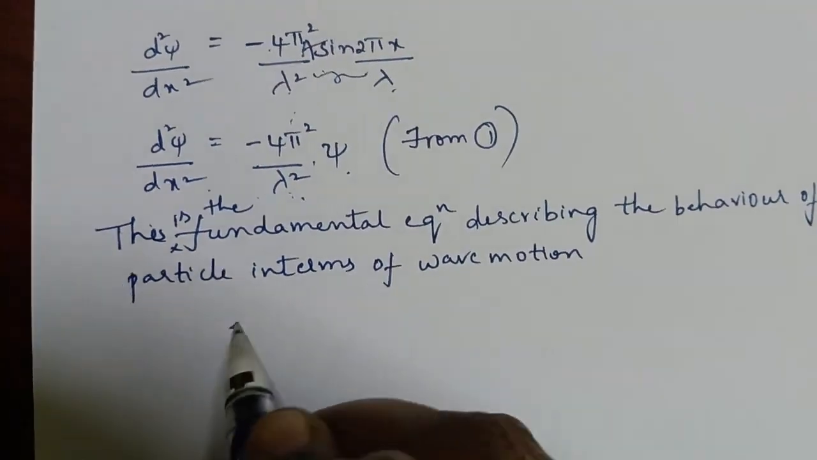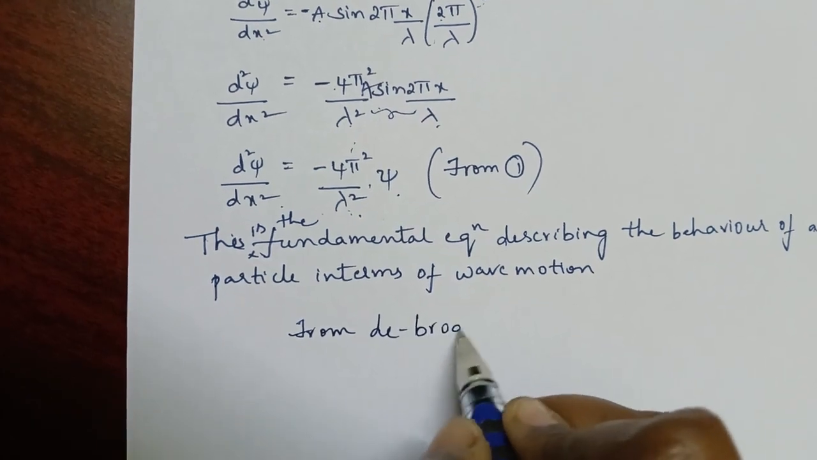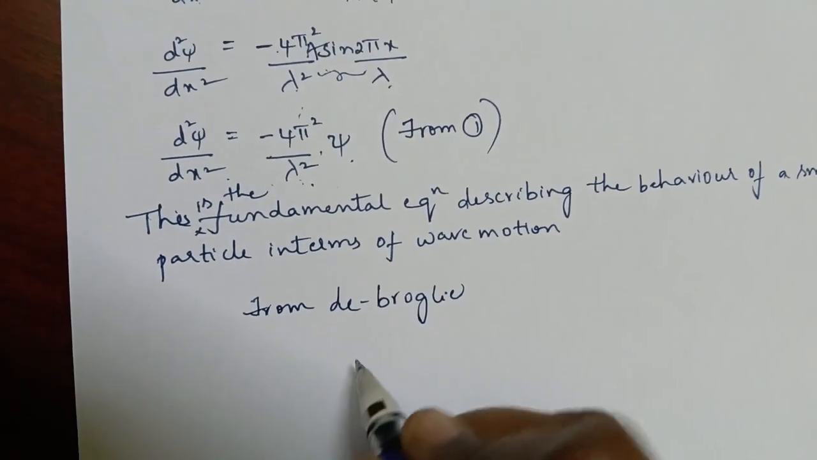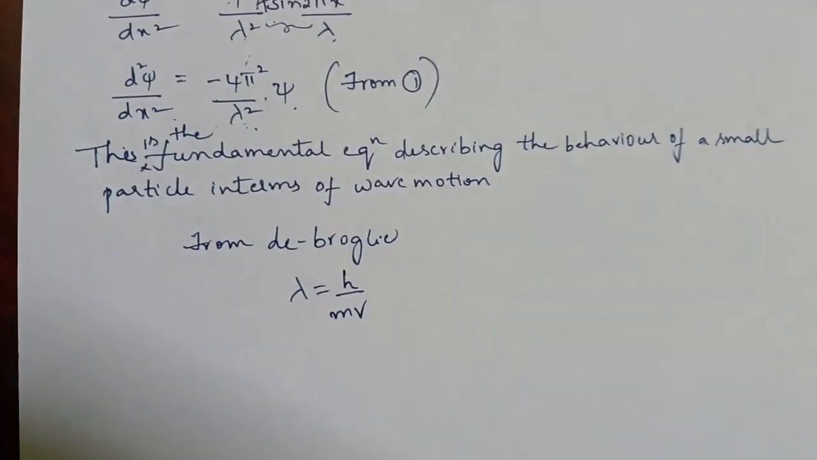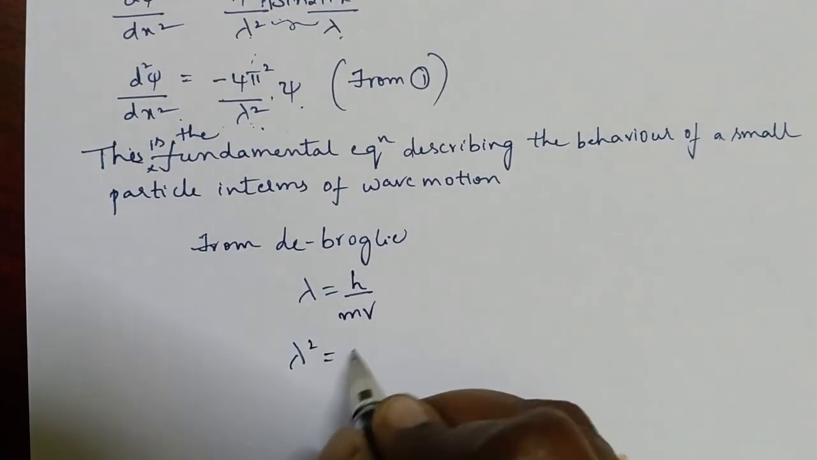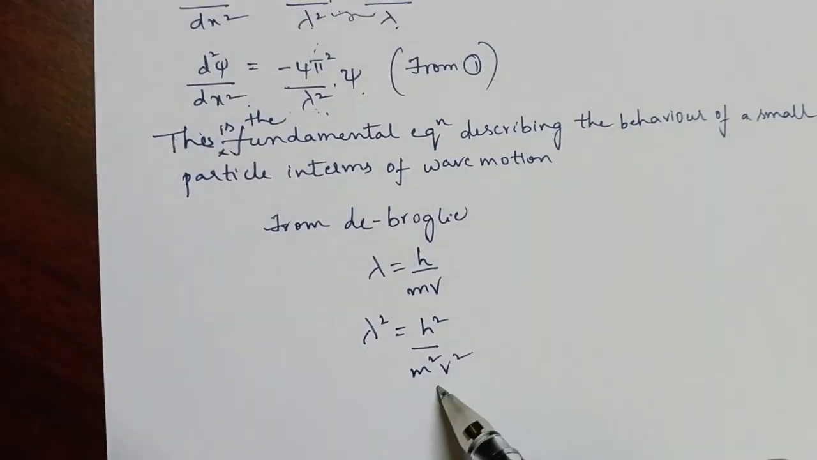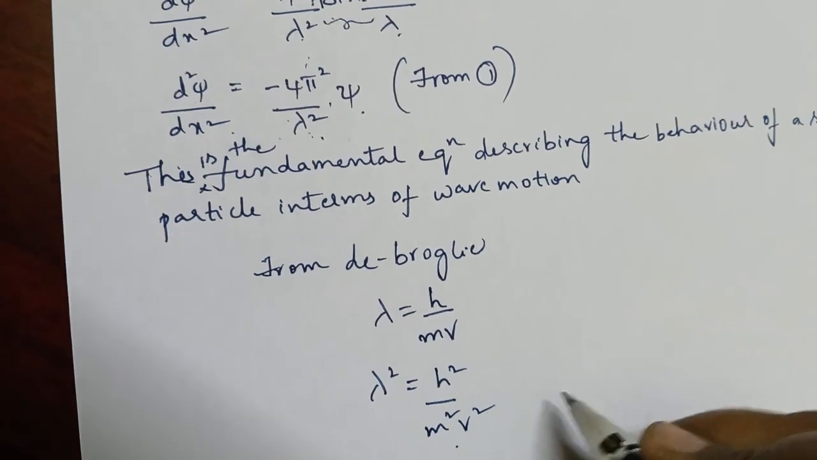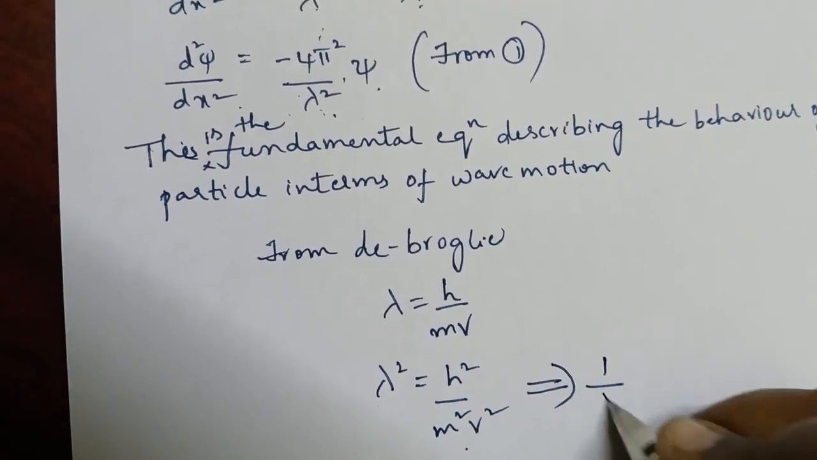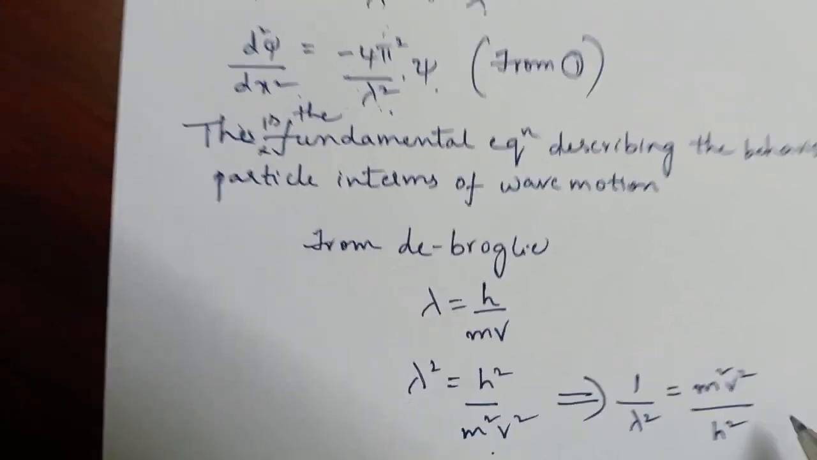See, from de Broglie, what we have is lambda is equal to h by mv. Then lambda square is equal to h square by m square v square. So I am substituting this value here. So 1 by lambda square means it will get reversed. So 1 by lambda square is equal to m square v square by h square.